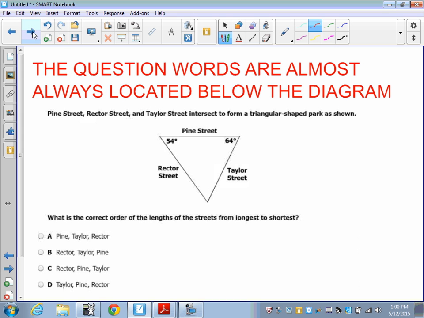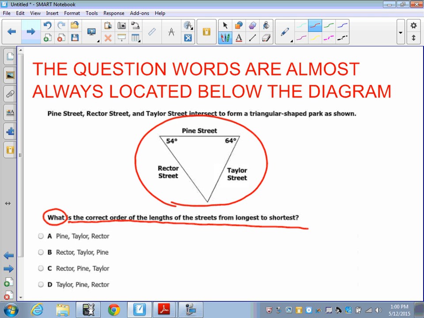So here we go right here. We have a diagram or a picture, and we find that word. The word is what. So what is the correct order of the lengths from the street from the longest to the shortest? We do not even need this information above the diagram. This happens in a lot of SOL questions. A lot of times they like to throw a lot of words up there, but if we look for the key word underneath the picture, we can get away with it a lot of times. Don't always use this because that information above might have some useful information.